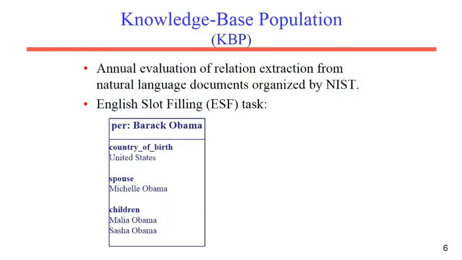But this is probably one of the more popular ones, the slot filling task, where you're given an entity like a person, Barack Obama, and then you have to fill certain slots, like where was he born? That's controversial, but we know it's the United States. Who was his spouse? Who are his children? Or you're given an organization like Microsoft, and you have to, by reading documents, figure out that it's headquartered here in Redmond, its website is Microsoft.com, and it has certain subsidiaries and so forth.